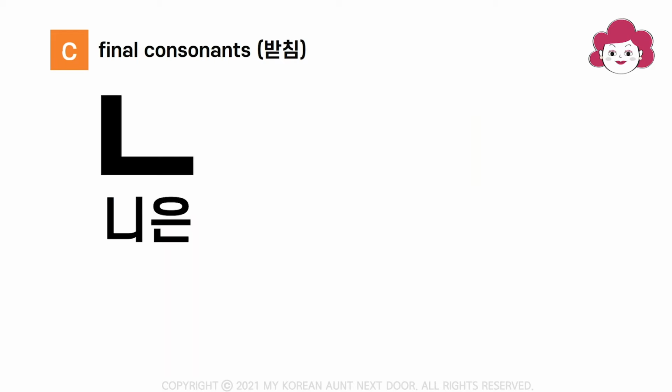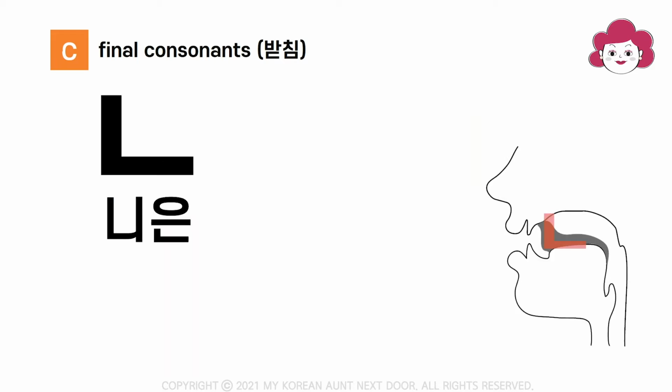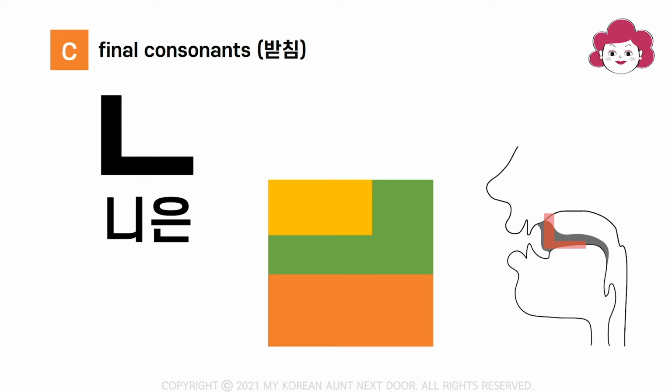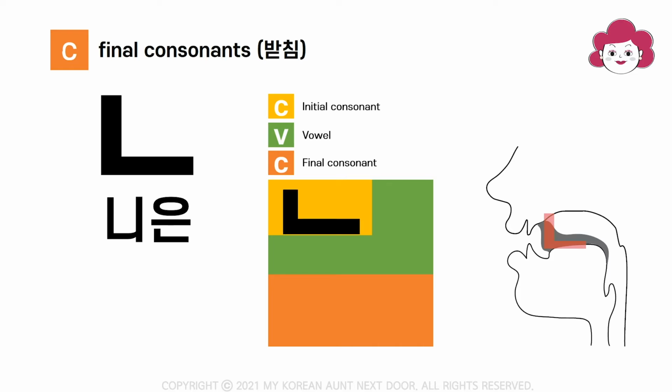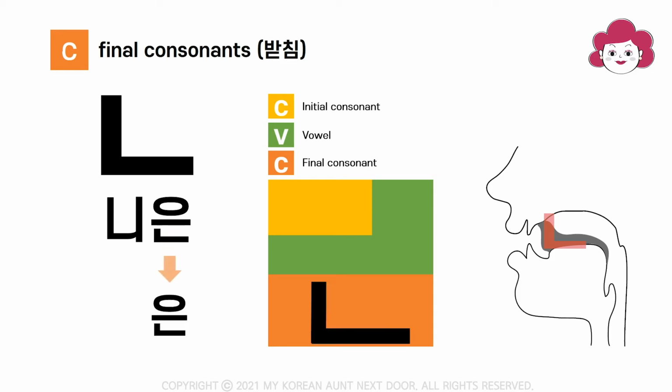To begin, let us learn the final consonant, 니은. The pronunciation of consonant is different when it is an initial consonant as n and when it is a final consonant as n. Hold your breath when you pronounce it. Say n.